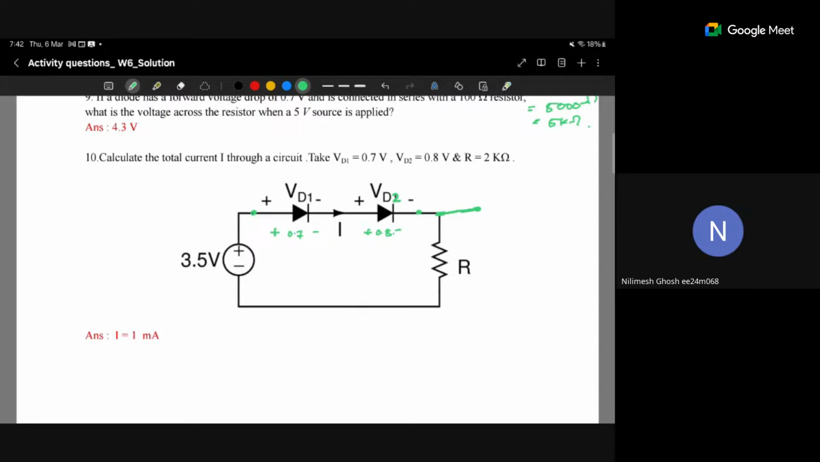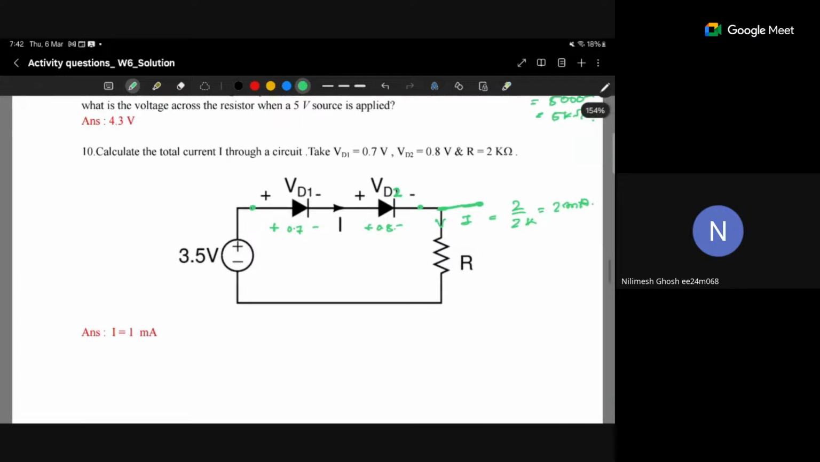Now R is given, so R is 2 kilo ohms. What will be the current through here? I is equal to V upon R, 2 by 2 kilo, that is 1 milliampere. Sorry, 1 milliampere. Now only one path is there. I just now told you that in series the current has to be the same. So 1 milliampere current will flow.